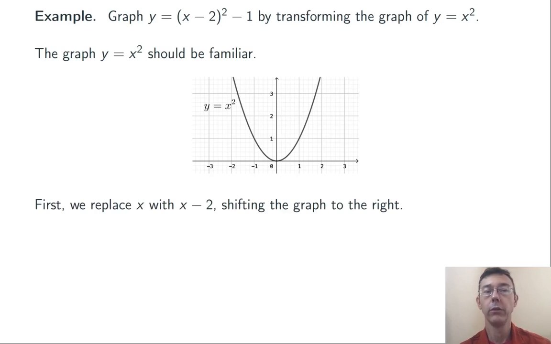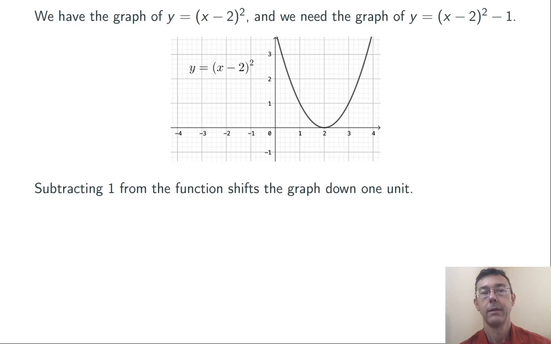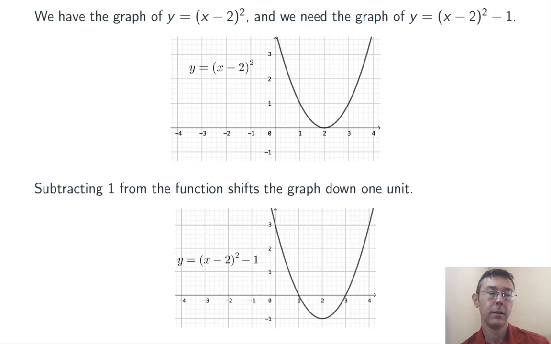The first thing we want to do is to replace x with x minus 2, inside parentheses of course. That's going to shift the graph to the right by 2 units, as we can see here. Next, we need to subtract 1 from the whole function. That's going to shift the graph down by 1 unit. Overall, this is the graph of y equals quantity x minus 2 squared minus 1.